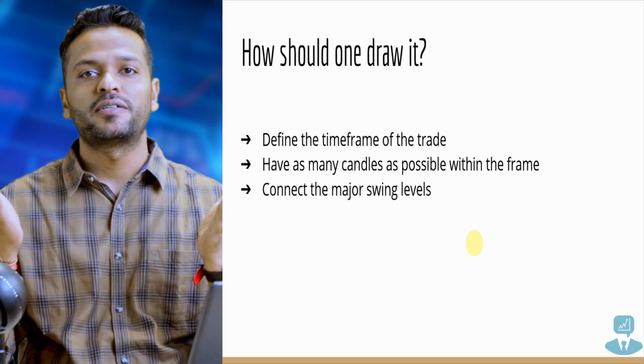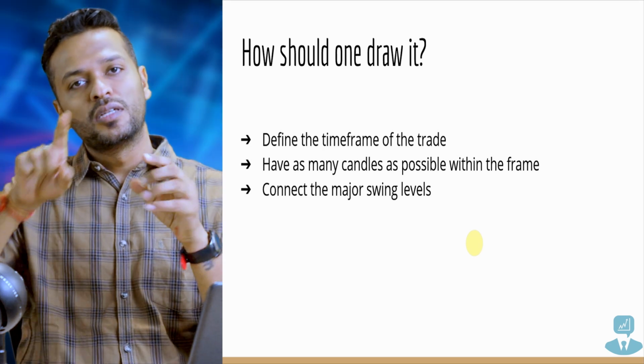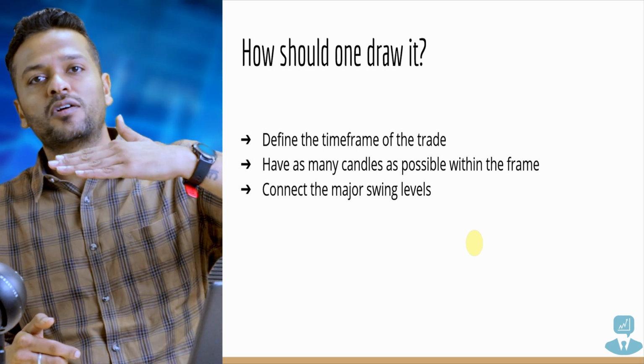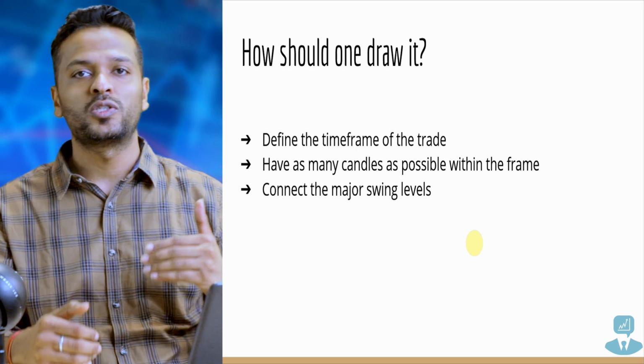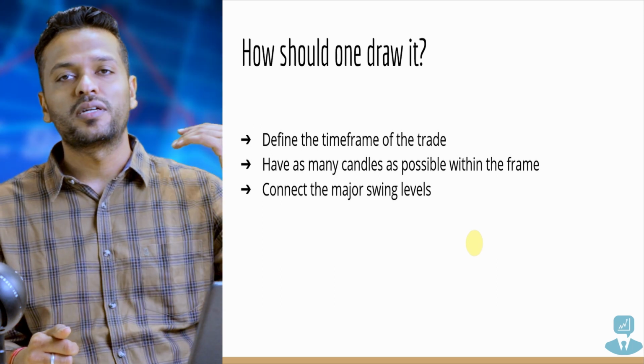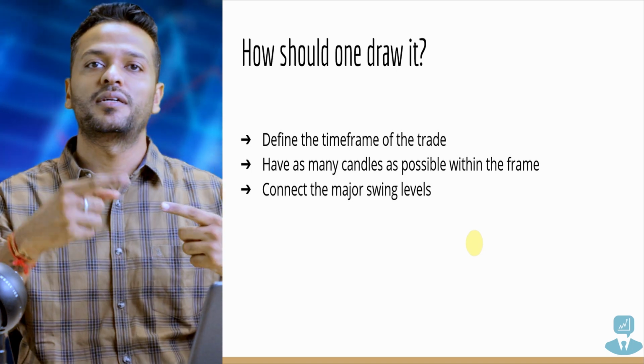The best way to draw a trend line is to connect the major swing levels. Don't connect the points in between. Look for the swing highs, swing lows, swing zones, and try to draw a trend line out of that. If you do that, it tells you that the momentum of the market is being caught from end to end. You're not entering in between. You're capturing the most important points and then drawing a trend line based on that.